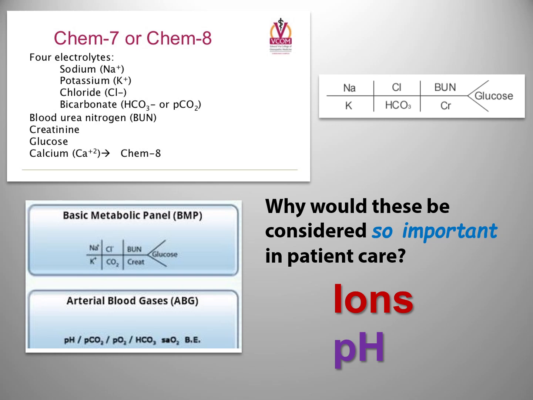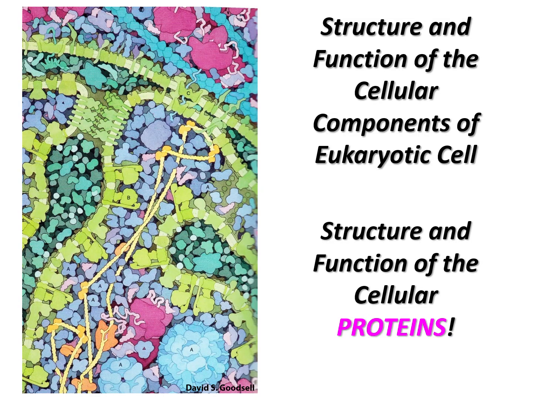Things like ions and things like pH. So we want to talk about those things a little bit today, especially pH. We're going to give some lip service to ions, but especially pH in this lecture. And so those ions and pH all help modulate protein shape.